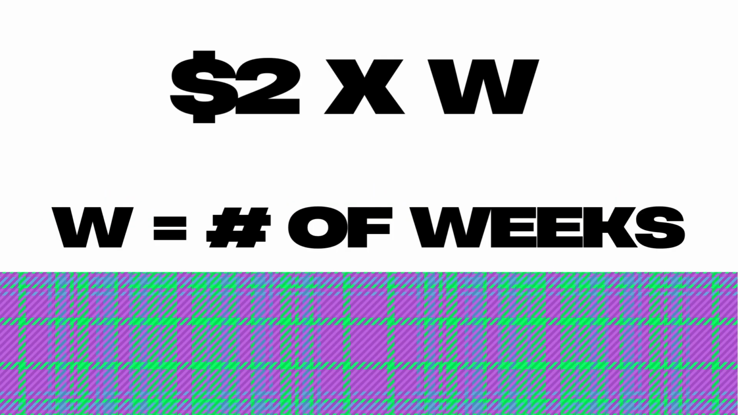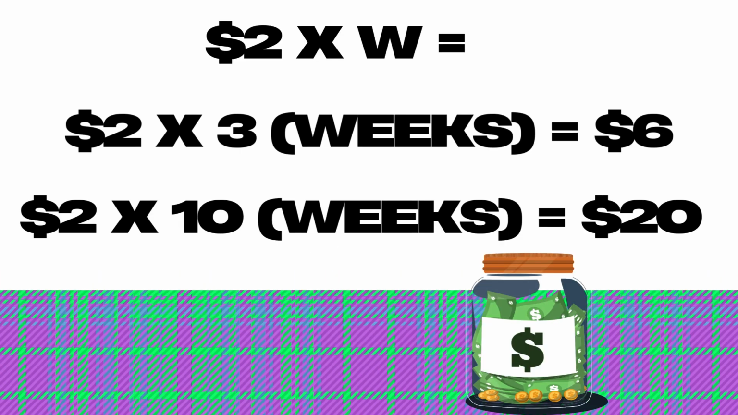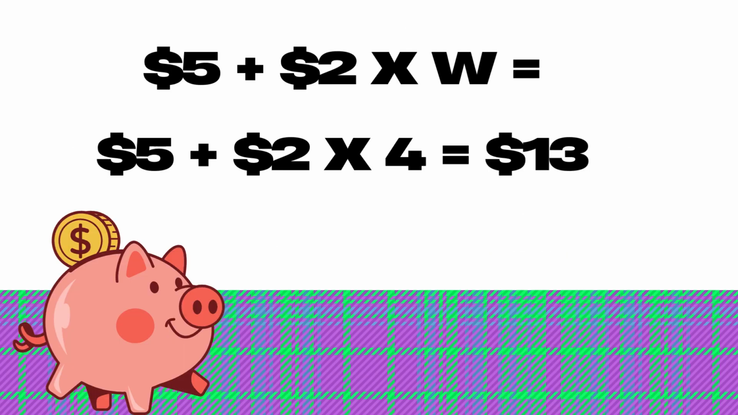Patterns are everywhere in real life too. If you save $2 every week, you can use variables to figure out how much money you'll have after any number of weeks. If W stands for the number of weeks, then your total savings will be 2 times W. After 3 weeks, you'd have 2 times 3 equaling $6. After 10 weeks, you'd have 2 times 10, which would equal $20.